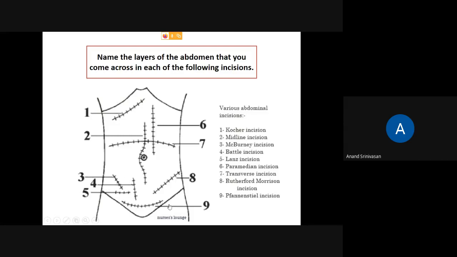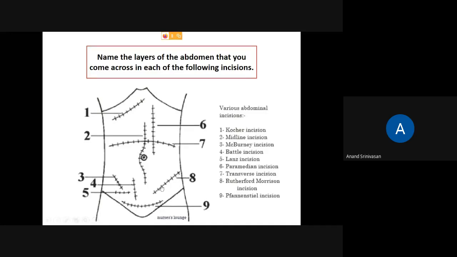And these are the names of the incisions they usually give. Number one is the incision for the gallbladder, because the gallbladder is located here. In gallbladder surgeries, they use this incision, which is called a subcostal incision, or Kocher's incision, after the person who devised it. This is for general laparotomy: numbers 2 and 6. Numbers 3, 4, and 5 are usually done for appendicitis: McBurney's incision, Battle's incision, or Lanz's incision, depending on the surgeon.